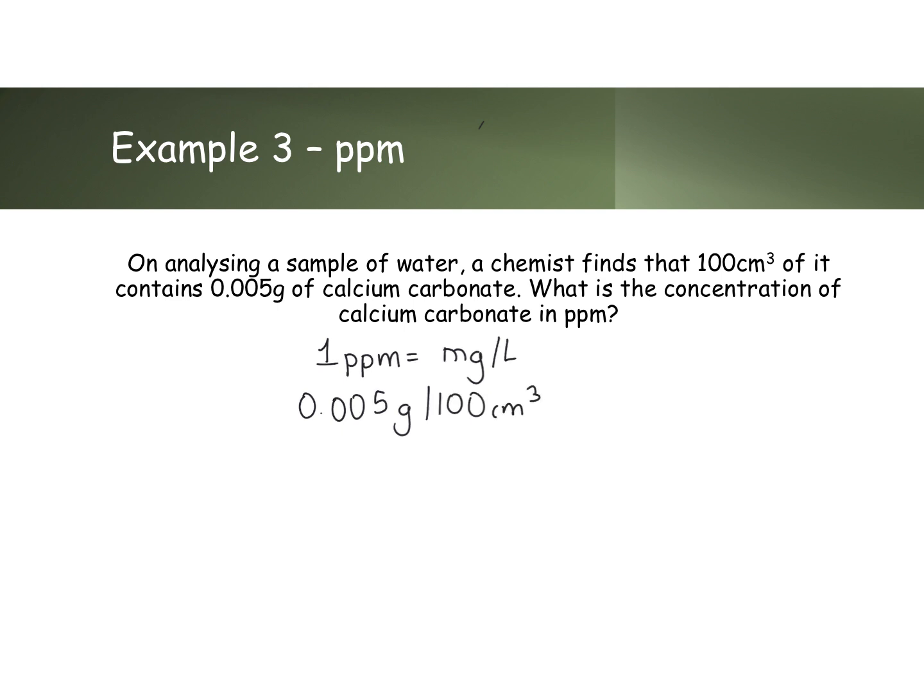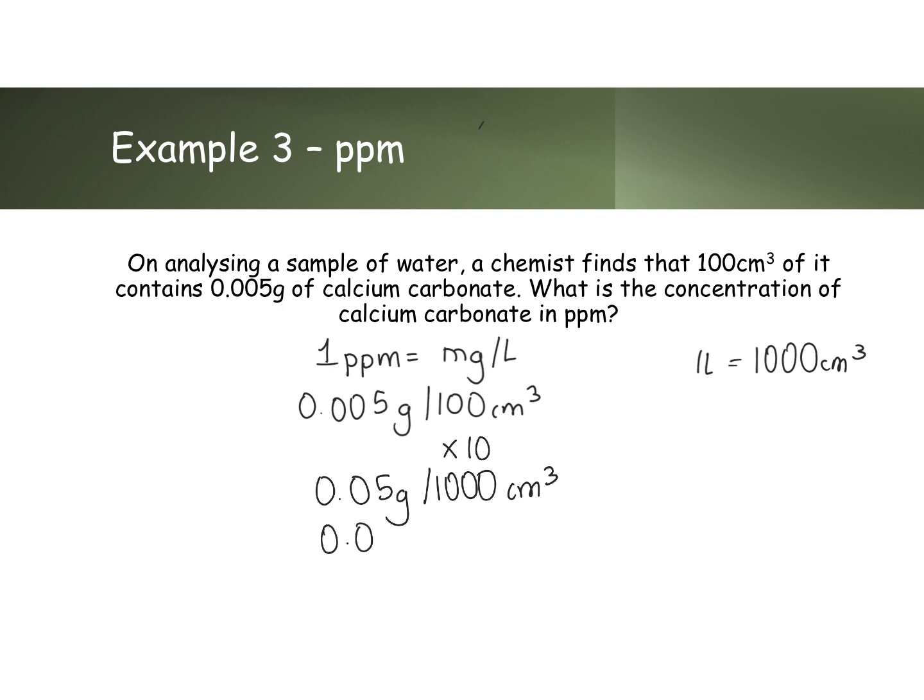Now, we need to increase that 100 centimetres cubed to 1,000 centimetres cubed because we know that 1 litre is equal to 1,000 centimetres cubed. To do that, we're going to multiply both values by 10. When we do that, we'll end up having 0.05 grams per 1,000 centimetres cubed, which means we'll have 0.05 grams per litre. Now we also need to go from grams to milligrams.